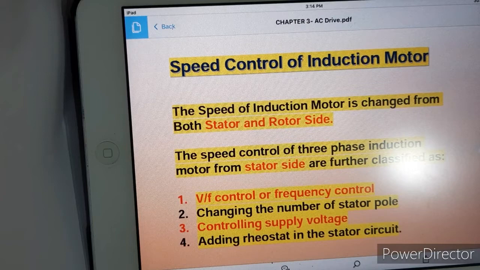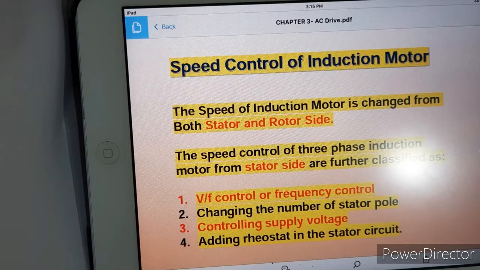So today we're going to learn about speed control of induction motor. The speed of an induction motor is changed from both the stator and rotor side, meaning that we can control the speed of the induction motor from the stator and rotor side.